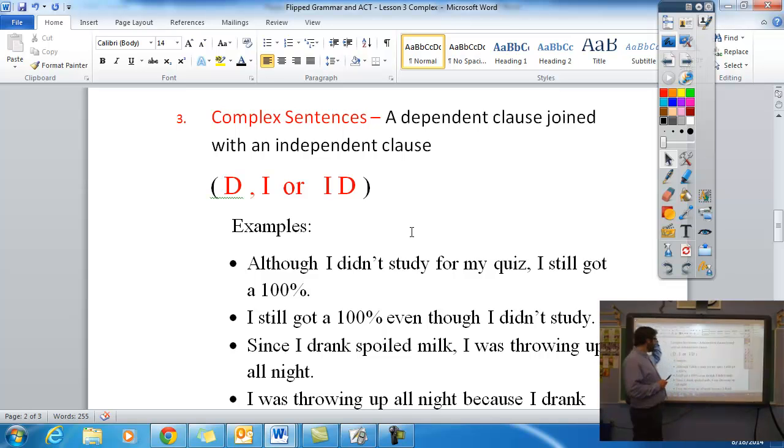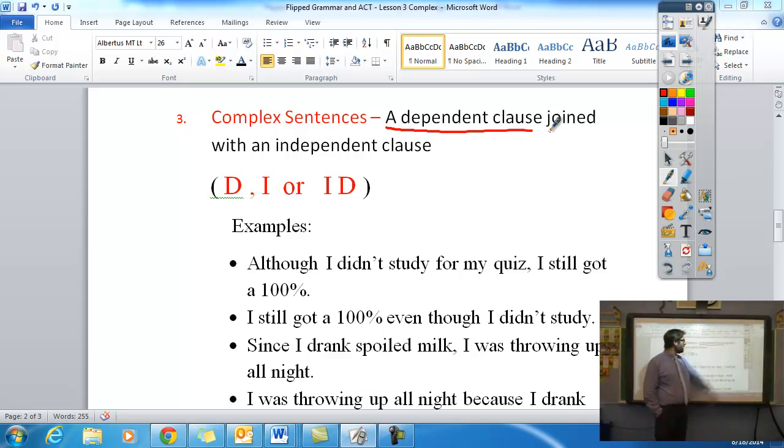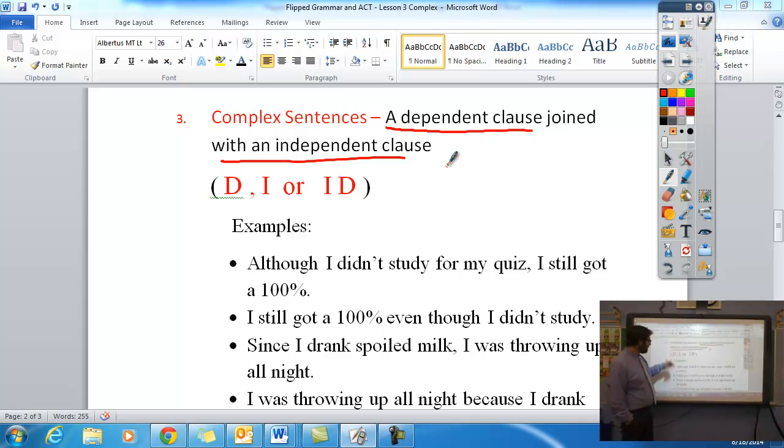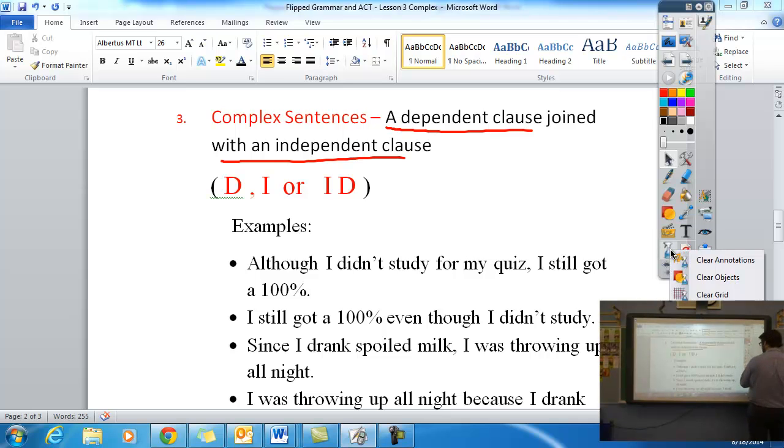Okay? So, a complex sentence is when you've got a dependent clause joined with an independent clause. So to put it for our notes, it's dependent, comma, independent. Or if the independent comes first, you don't have to put the comma. Okay? So when the dependent comes first, you put a comma. If the independent clause comes first, you don't have to put a comma. So let's take a look at some examples.